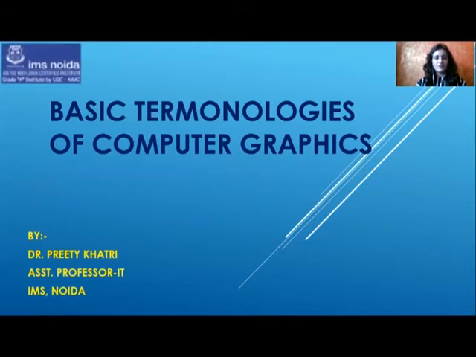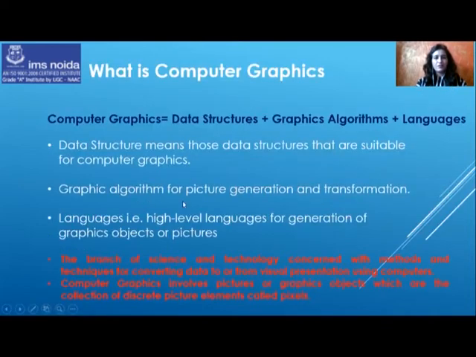So today we will discuss the basic terminologies of computer graphics, right? So let's start the topic. What do you know about computer graphics? Computer graphics is made up of different types of pixels, right? Computer graphics is made up of data structures, graphic algorithms, plus some languages also.